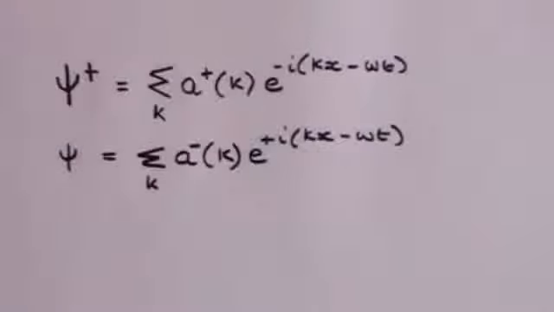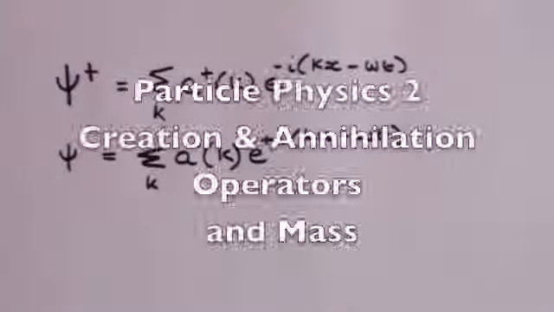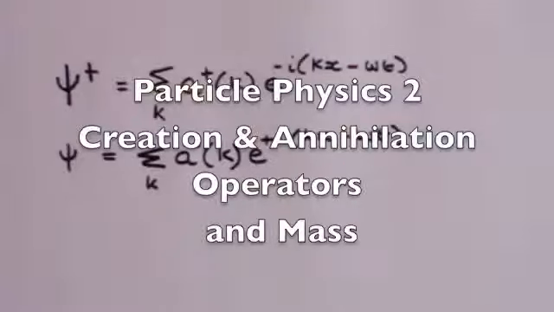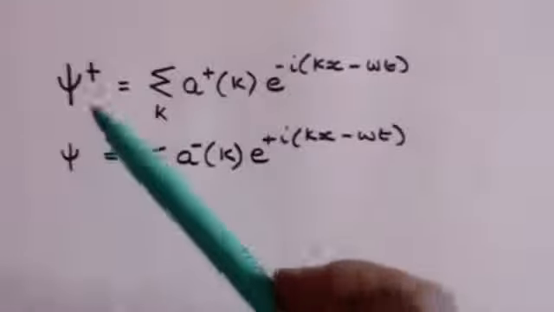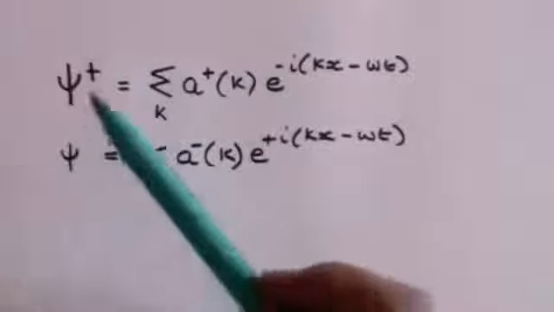Hello, today we're continuing in our series on particle physics, looking in particular at annihilation and creation operators and introducing the idea of mass. Last time we looked very simply at the idea of quantum field theory, and I kept it simple so that this is an access point so that you can all find out more by looking at other videos or books. But we developed two field operators, and that was psi dagger and psi.